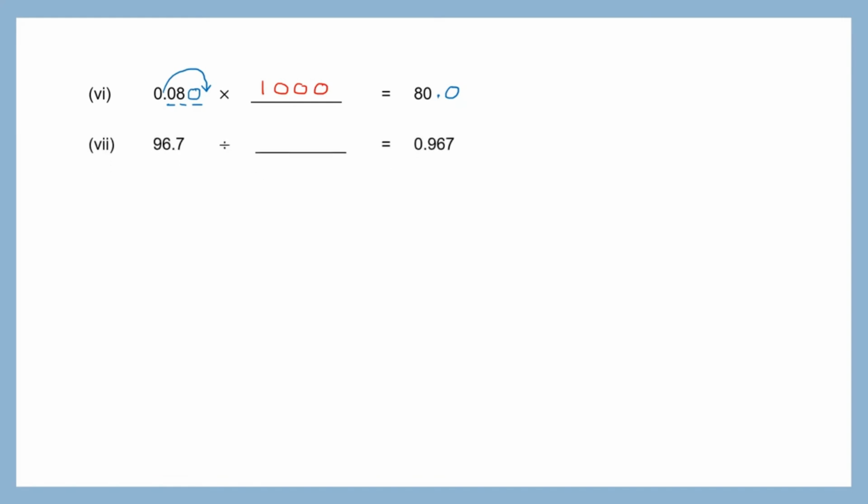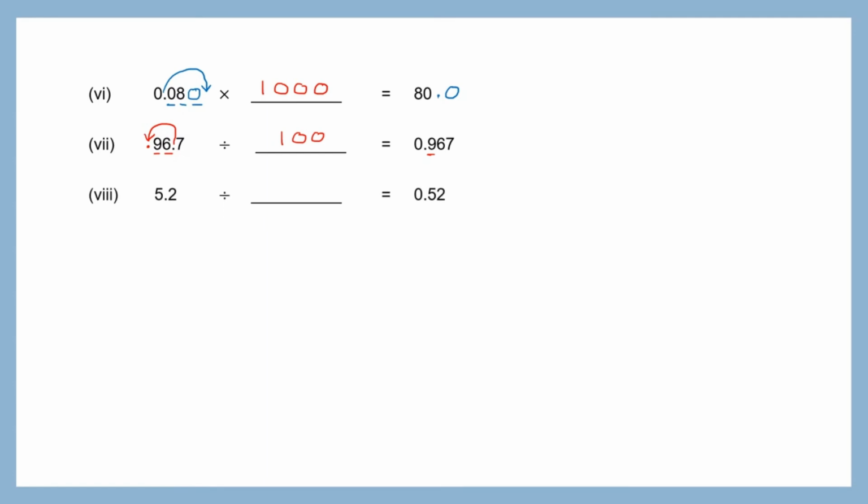Question 7. 96.7 divided. This time it's division, that means the point is moving backwards. As you can see in the answer, the point is now before 9. Before 9. So here it has to move and come here, from here to here. So how many places has it moved? 1, 2. So you have to divide it by 100 if you want the point to move 2 places to the left.